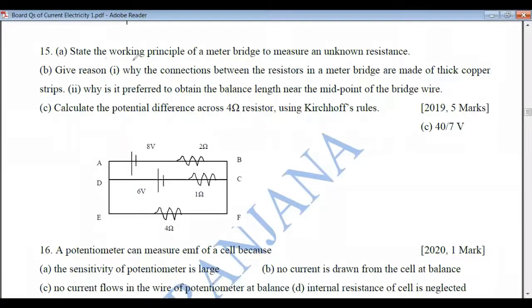Question number 15. State the working principle of meter bridge to measure an unknown resistance. We know that it is the balanced condition of Wheatstone bridge. B part is give reason why the connections between the resistors in a meter bridge are made up of thick copper strips. Why? Because they will not contribute any extra resistance. Thick means area is more, so the resistance will be negligible. Why is it preferred to obtain the balance length near the midpoint of the bridge wire to minimize the percentage error?